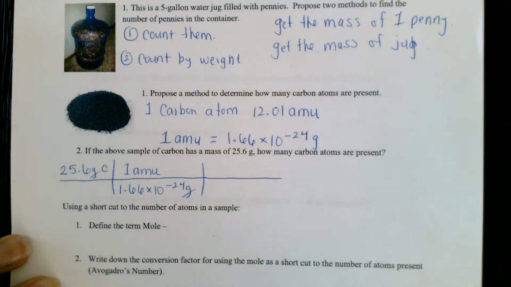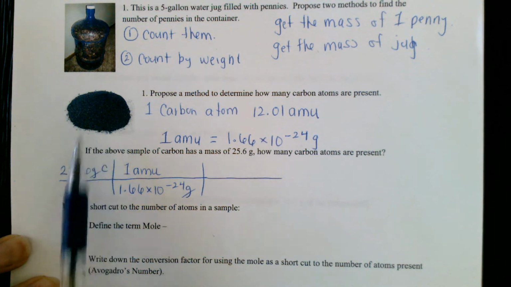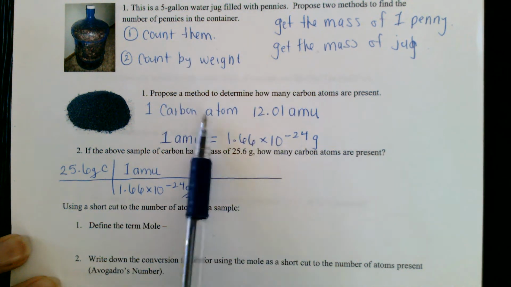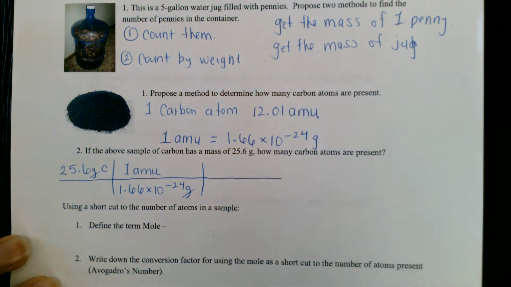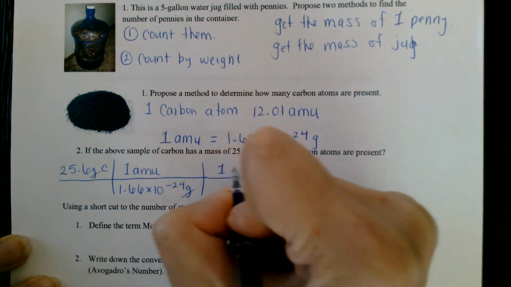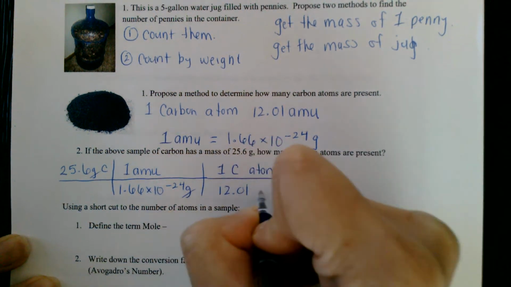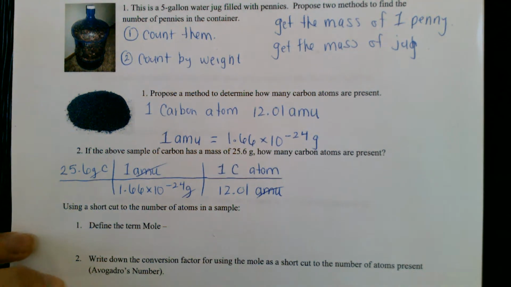Now if we do this conversion right here, we would have the mass of this pile of carbon in units of atomic mass units. Okay, so now we're going to use this relationship between the number of carbon atoms and the mass to find the number of atoms of carbon we have here. So up here we're going to put that one carbon atom has a mass of 12.01 AMU. So now AMU cancels and AMU cancels, and we're left with just units of how many atoms we have.